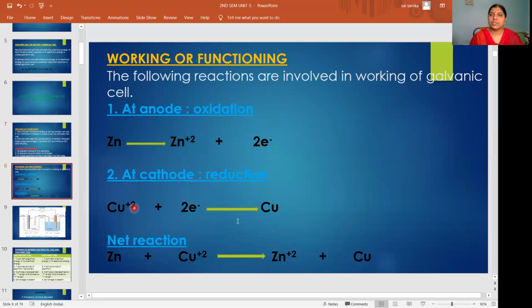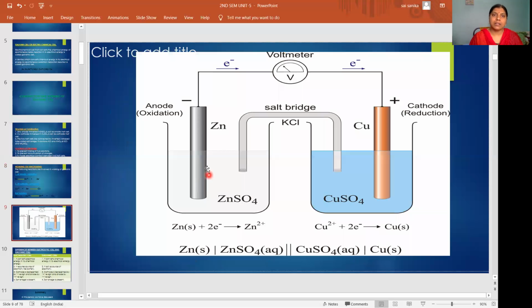So due to these reactions, what is happening? Electricity is produced. If you see here, the anode has a negative sign and the cathode has a positive sign, whereas in an electrolytic cell, the anode is the positive electrode and the cathode is the negative electrode. Here, why is it a negative sign? Because this anode itself is giving electrons. That's why it is given the negative sign. Here the copper rod is short of electrons, so it is taking the electrons. That's why it is given the positive sign.